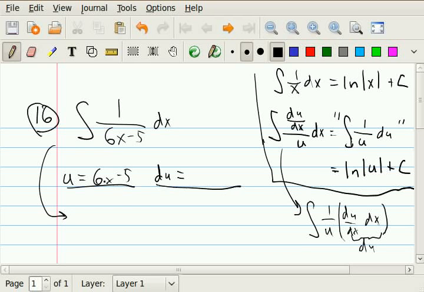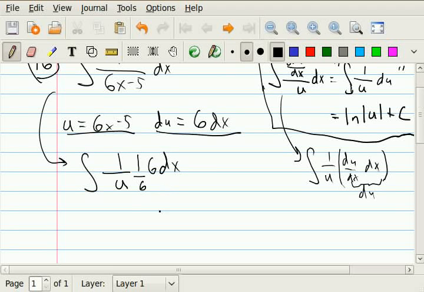Okay, so du is the derivative of u with respect to x. What's the derivative of 6x minus 5? Well, it's just 6, times dx. So here's what we got. We got the integral of 1 over u. And what we'd like to have here is 6 dx, because then we could just write du. But we don't have that, we just have dx. Well, what do we do? We multiply by 6, and that's okay as long as we multiply by 1/6 right next to it, because we know these two things will cancel.